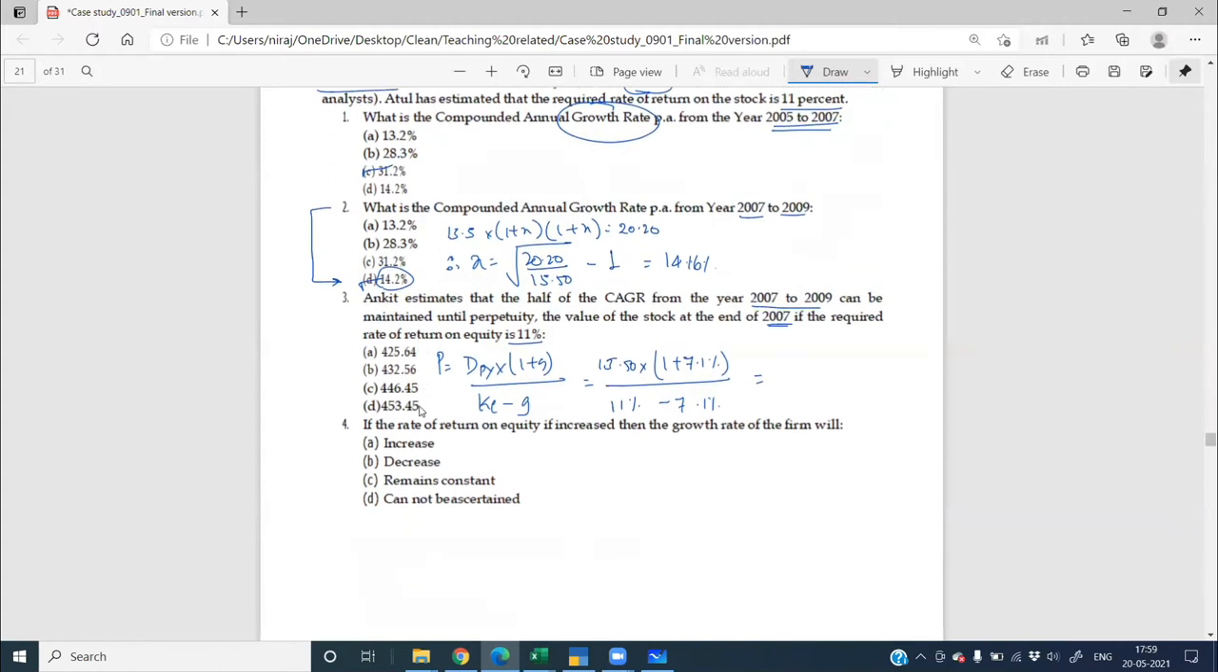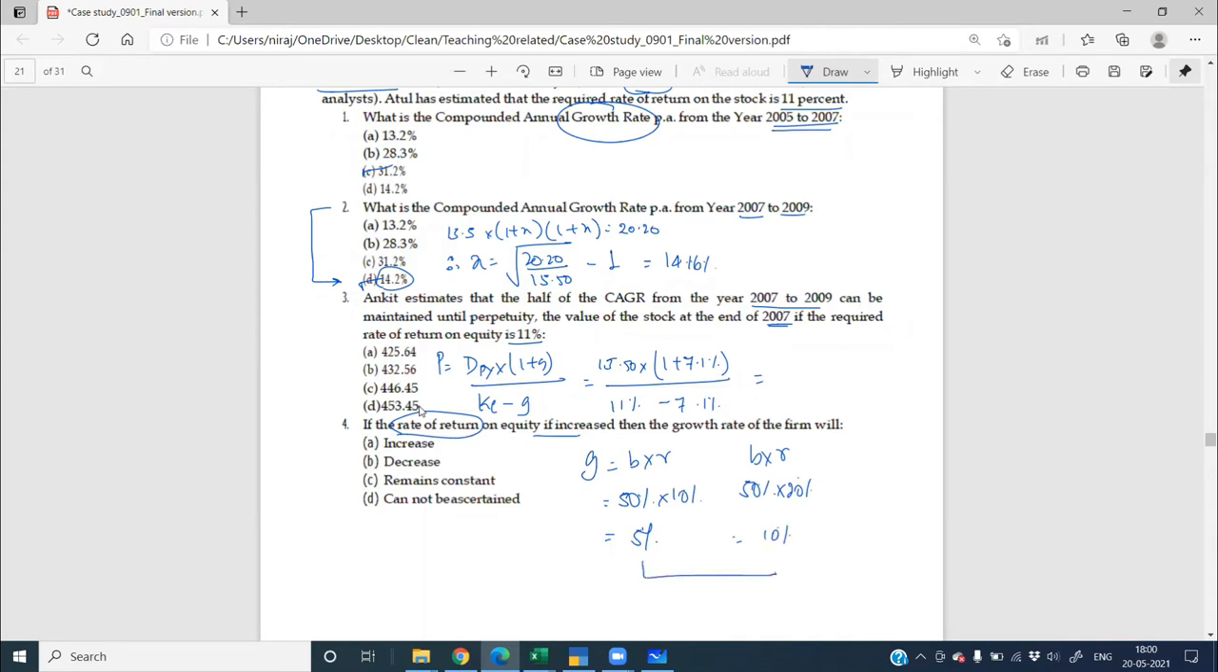Okay. Fourth question: if the rate of return on equity is increased, what will happen to the growth rate? This is a very simple question. See, G equals B into R. Both are multipliers. They have asked if the rate of return on equity is increased. Say B was 50% and my R was 10%. So how much growth would I have got? 5%. If I increase R to 20% with B at 50%, how much does it come to? It comes to 10%.